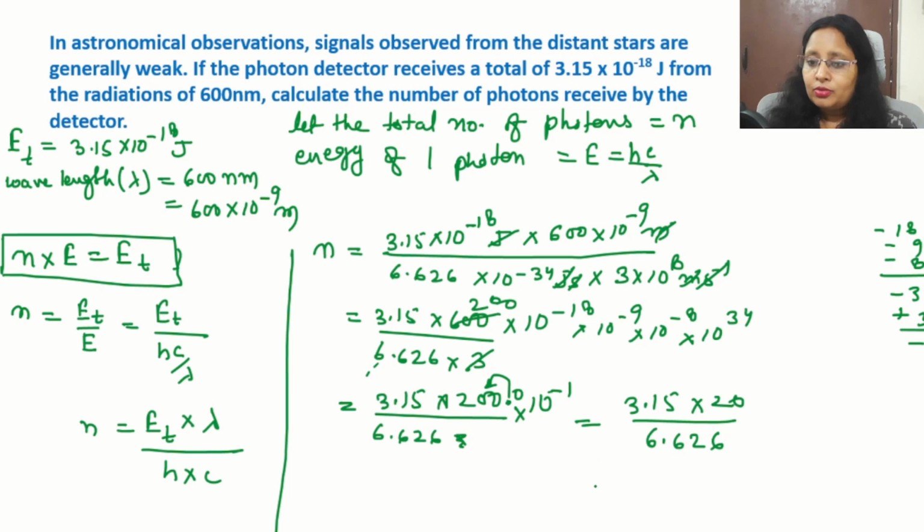After doing the calculation, we'll get the value 9.52 something. Because n is a number of photons, it can't be in decimals; it should be a whole number. So we can round it off to the nearest, which is 10. Now the value of n, that is the number of photons, is 10.